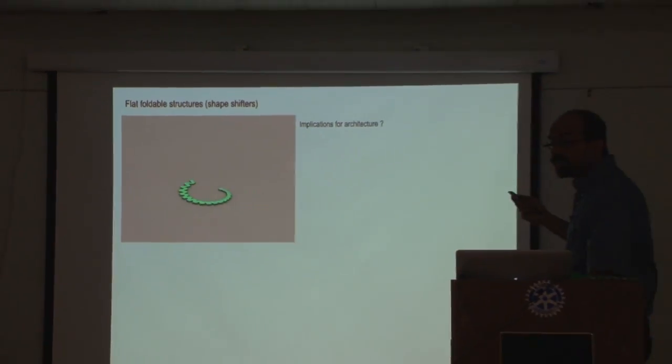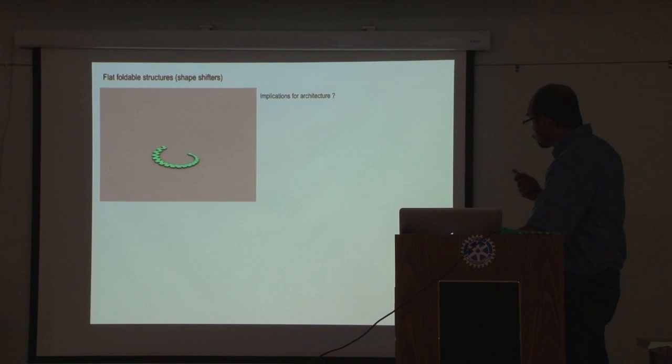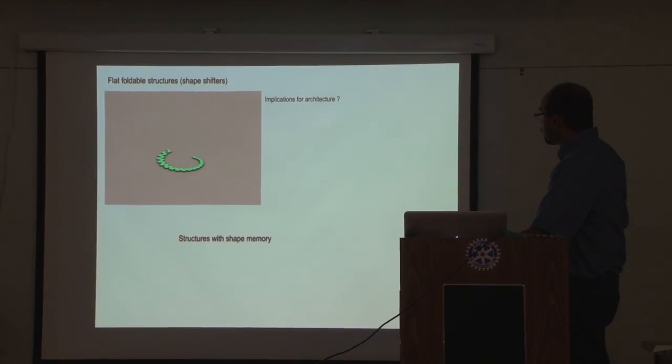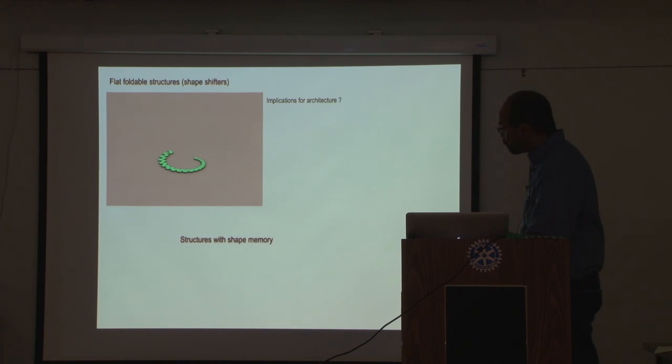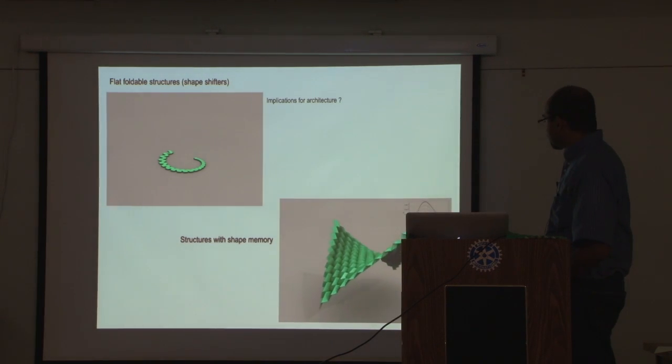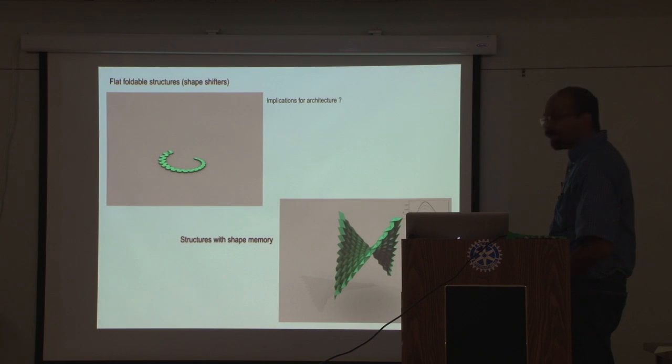So there are natural implications for architecture on the small and the large scale. You can also mathematically then design structures which have memory. This object has no memory because you can keep it anywhere in between and it's happy. The object I'm going to show you next, where I start with a flat sheet of paper, and I can now fold it up into this saddle.